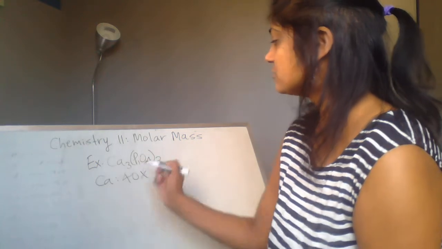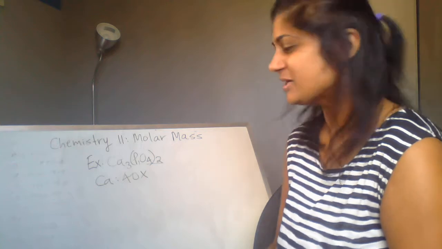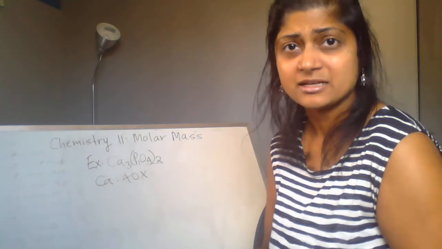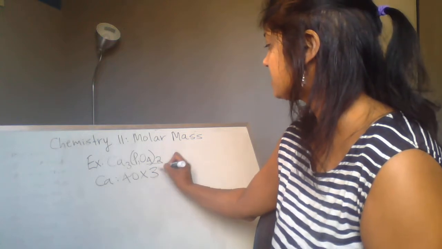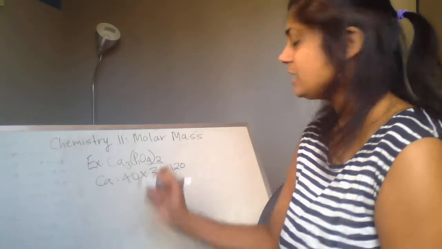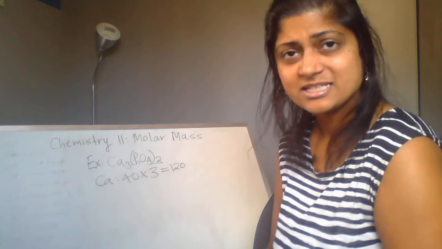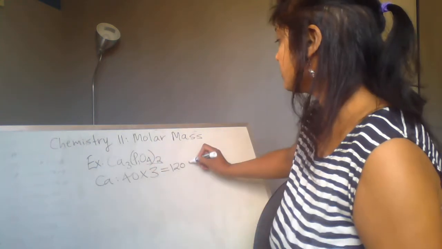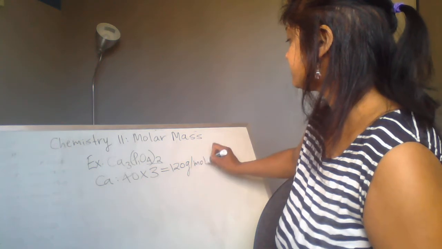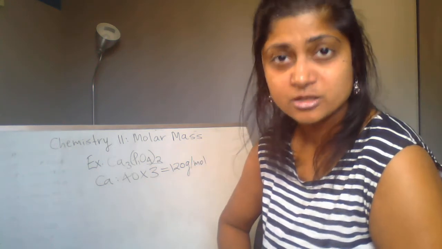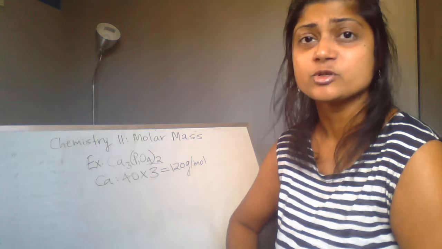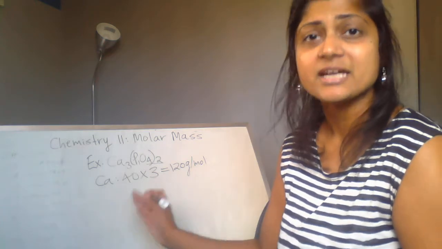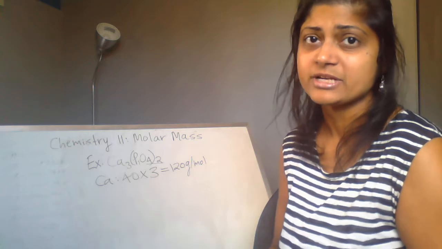So I'm going to round the calcium to 40. If I look here, there's a 3 beside the calcium, which means there are 3 atoms of calcium. So we're going to times that by 3, which is equal to 120. The units for the molar mass is grams per mole. I know there are a lot of teachers that will take off a mark if you are not writing the units for the molar mass. I would make sure I'm writing it in every step that I'm doing until the very end.